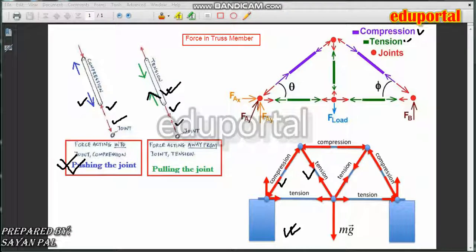Okay, so I hope your concept regarding tension and compression is clear. See this figure: this is compressive force that is pushing the joint, and this is tensile force pulling the joint. I hope your concept is quite clear right now.